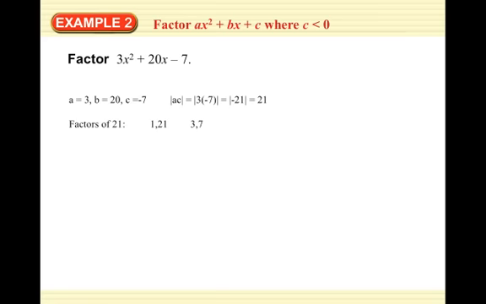All right, C is negative, so we're looking for subtracting to get 20. So let's see, we've got 1 minus 21 is negative 20. Well, we want positive 20, so we would use positive 21 and negative 1, because we want, instead of negative 20, to get positive 20. So we're going to write 3x squared plus 20x minus 7 as 3x squared minus 1x plus 21x minus 7.